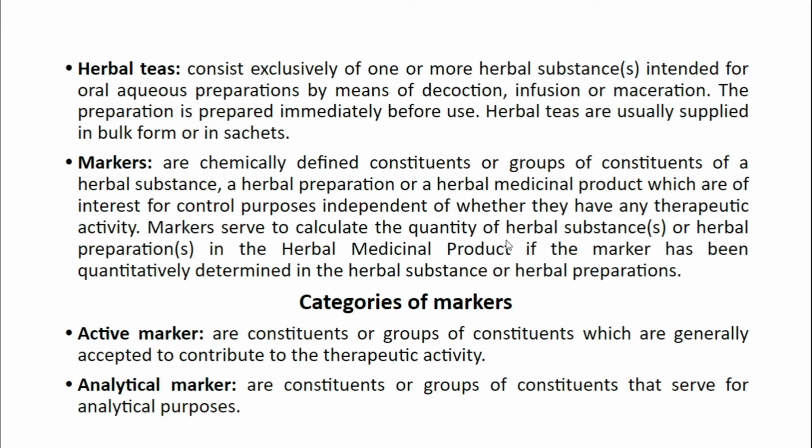So what it finally means is that markers are those constituents in a drug substance, preparation, or herbal medicinal product whose constituent is known, and they may or may not have any therapeutic activity. They help to determine the substance, its quantity and its presence, and they are used as a control. How do we use a control in analysis? A control chemical whose constituent is known. It's a standard type of thing.